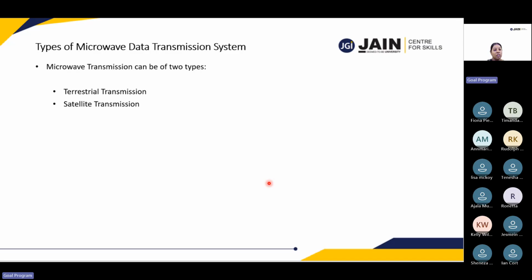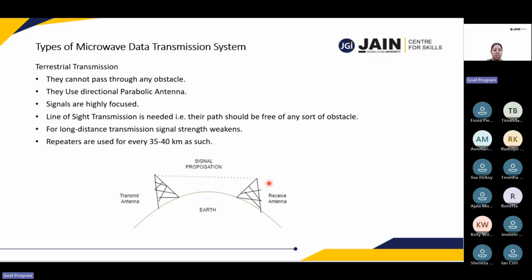Okay, so types of microwave data transmission systems, we have two types. One is terrestrial transmission and the other one is satellite transmission. Terrestrial transmission looks like this. They can't pass through any obstacle. That's why you see there's a line of sight. Signal propagation is happening between line of sight. Okay, they have been installed properly so that they can have the communication.